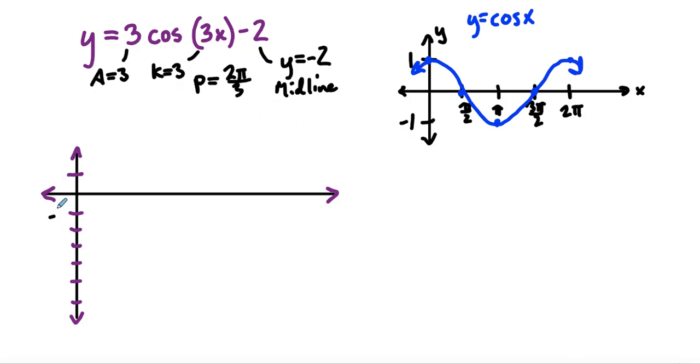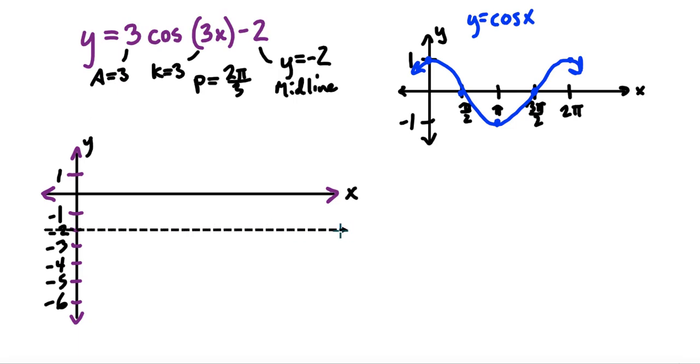I'm going to label my y-axis here, and that's going to give me -2, -3. I'm going to go all the way down to -6, although technically I just need down to -5, and then I'm going to go up to 1 here. Now I'm going to put my midline here. Again, that's the center of my graph, at least vertically. And then I'm going to go down 3 because I have an amplitude of 3. So down 3 from -2 is going to go down to -5. And then going up, we're going to go up from -2 to 1.